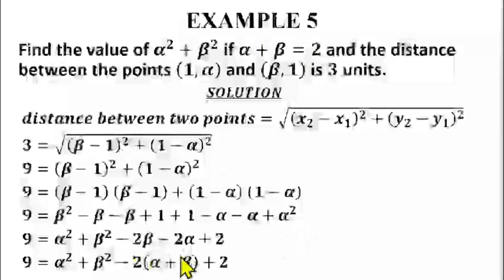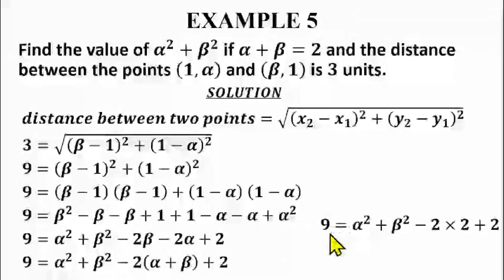So if you substitute that here, you'll be having 9 equals alpha squared plus beta squared. So we have minus 2 times the value of alpha plus beta, which is 2. So minus 2 times 2, because alpha plus beta is equal to 2. So minus 2 times 2 plus 2.